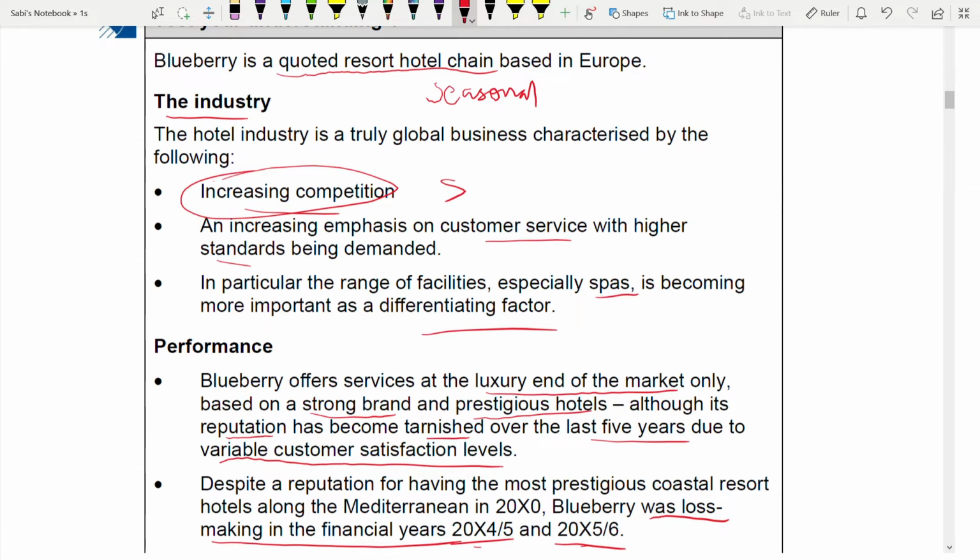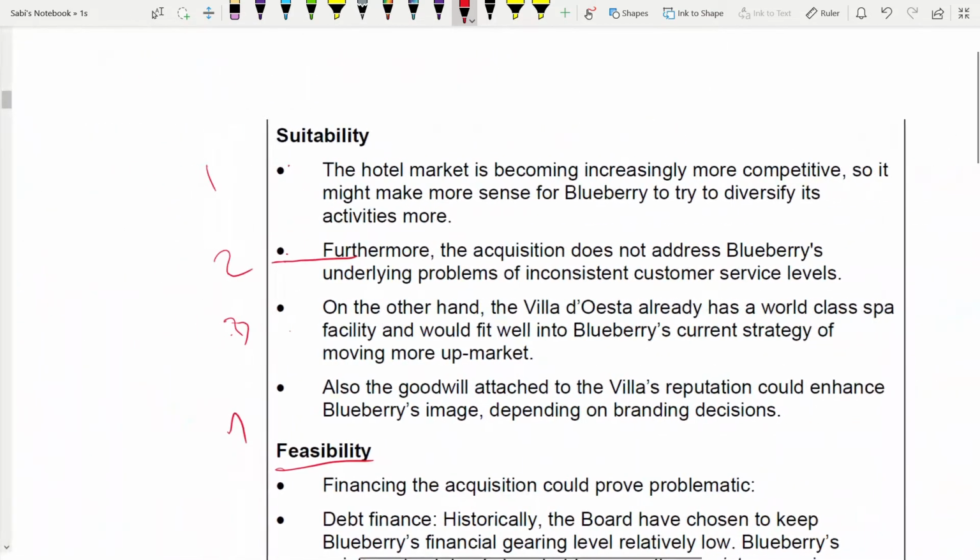Porter's five forces talks about competition. Use this competition part in your suitability answer. You need to know which part goes under what. Like, does it fall under suitability? Does it fall under feasibility? Does it fall under acceptability? You need to know this. You cannot write this factor under acceptability or feasibility. This comes under suitability, the competitiveness. So that's why we are going to talk about the competitiveness.